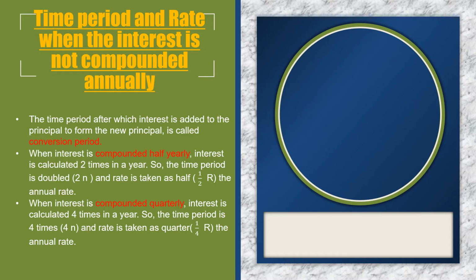When interest is compounded quarterly, interest is calculated 4 times in a year. So the time period is 4 times. We write it as 4n. And the rate is taken as a quarter, 1 by 4 of the annual rate.